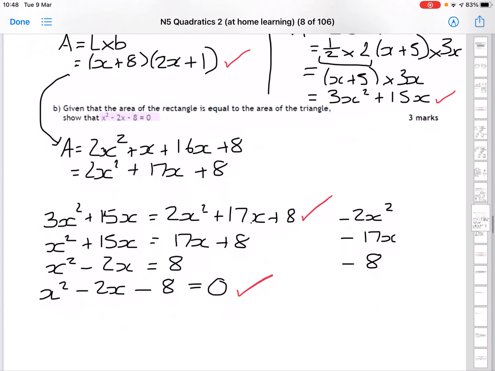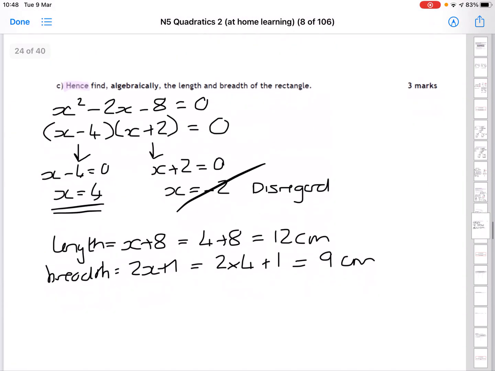And then for part C, that's also 3 marks. It is 1 mark for factorising correctly, so into double brackets. It's 1 mark for your 2 answers and disregarding the negative. And then it's 1 mark for your 2 dimensions, finding your 2 dimensions.